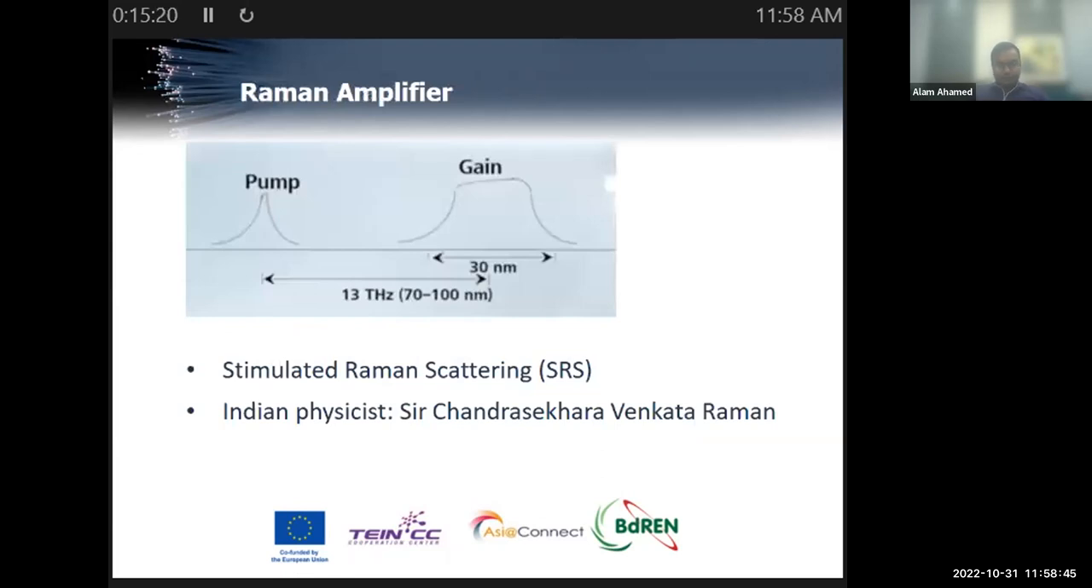Raman amplifier. Raman amplifier is another amplifier used for optical amplification. Raman effect is also known as Raman scattering, discovered by the Indian physicist Raman in 1928. Raman effect refers to the phenomenon where the optical wavelength shifts to a longer wavelength after being scattered.